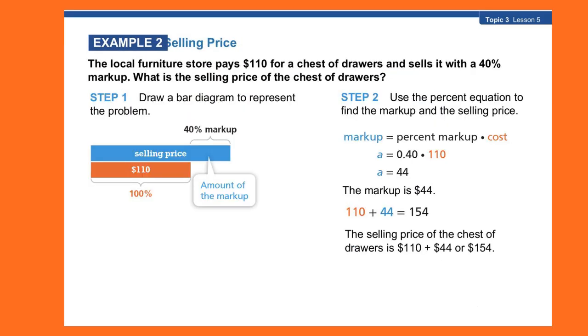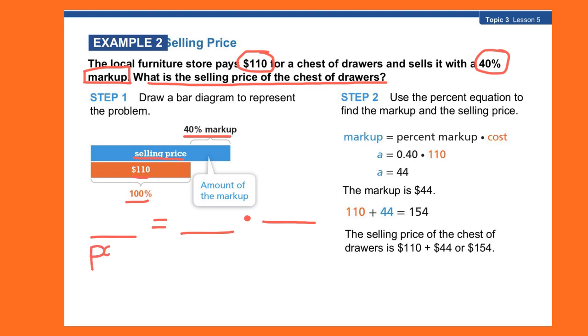This is example number 2 on page 175. And as always, if I am moving too fast for you, you should stop me, catch up, and then start me again. The local furniture store pays $110 for a chest of drawers and sells it with a 40% markup. What is the selling price? All right, so they're going to start with their bar diagram. 100% of the cost was $110. They're going to mark it up 40%, and we're not sure what it's going to sell for. So let's go ahead and use this.